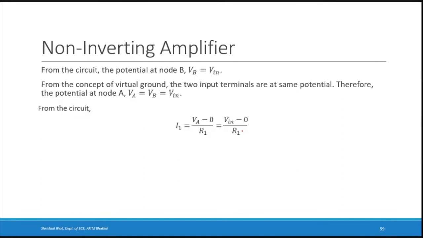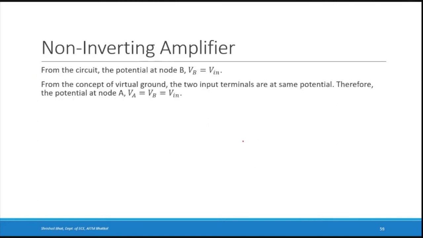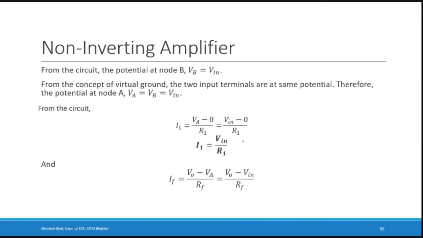Now what is IF? The current through resistance RF. It is also in this particular direction now. So it is the voltage across RF divided by resistance RF. What is the voltage across RF, or the potential difference? The voltage here is V0 and the voltage here is VA. So the voltage is V0 minus VA, the resistance is RF. So IF is equal to V0 minus VA divided by RF.